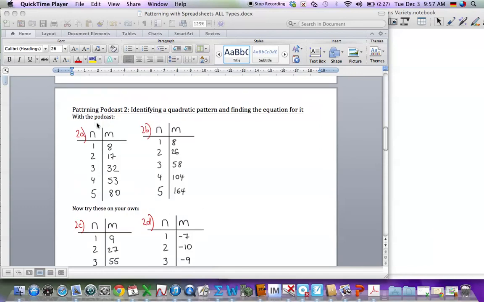Identifying a quadratic pattern and finding the equation for it. So we're going to work through questions 2a and 2b, and then you will try 2c and 2d on your own. Part of the task is identifying a quadratic pattern, but for now we're going to assume that we know that these are quadratic, and we're going to explore what happens if you have a quadratic pattern.